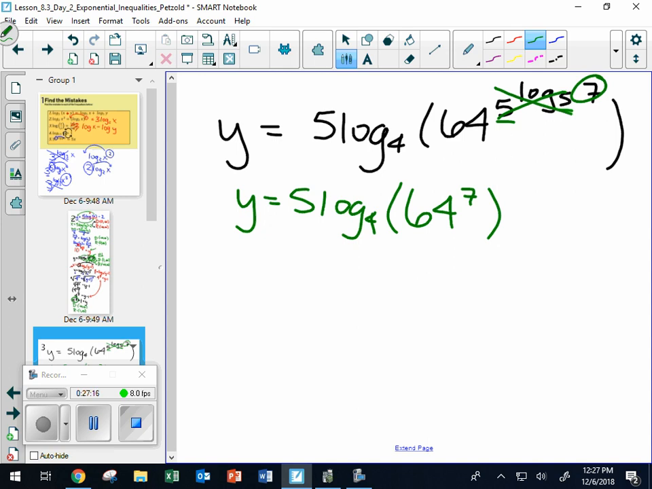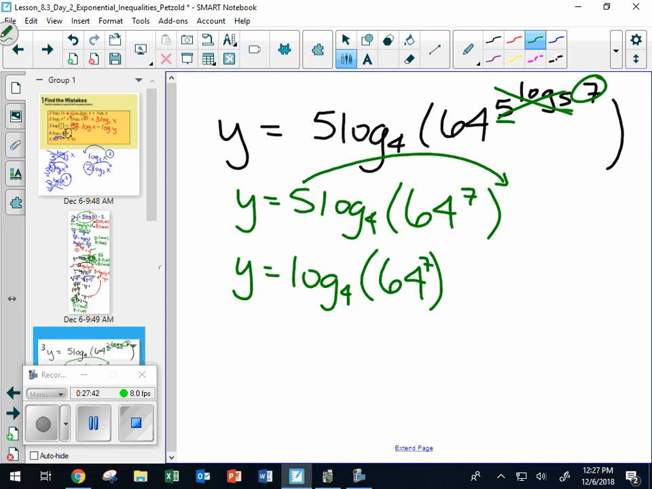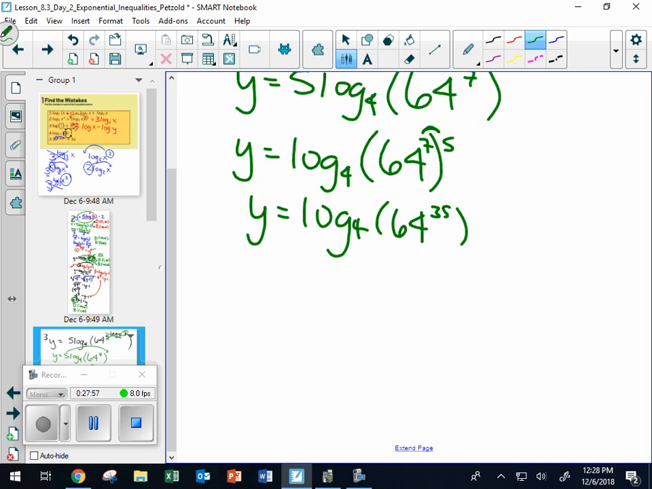Okay, I need somebody else to help me simplify. Somebody else help me simplify. Let's see. Row 6, person 6. Michaela. I put the 5 to 64 to the 7, all the way across there. And then it's log 4 of 64. Okay, so you then were able to multiply these two exponents together, so you got 64 to the 35th power. Okay, and there's one more thing we could do to simplify this a little bit more.